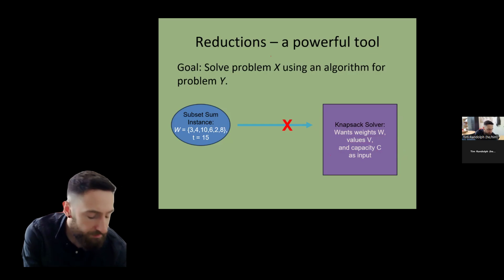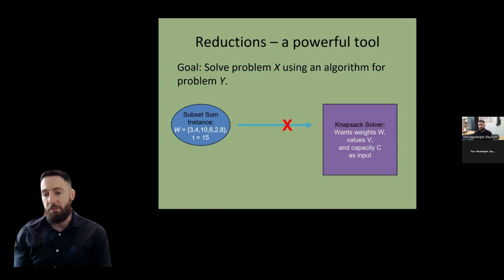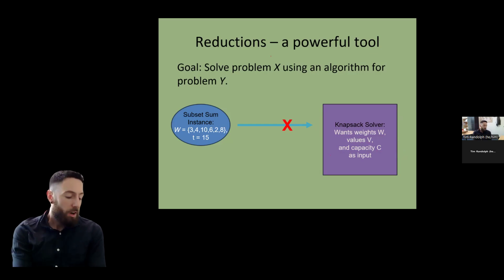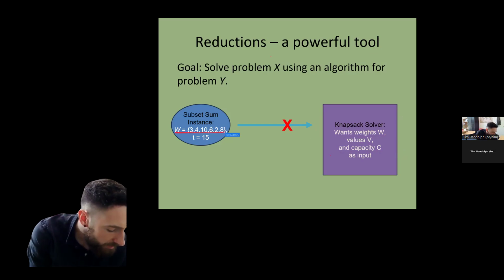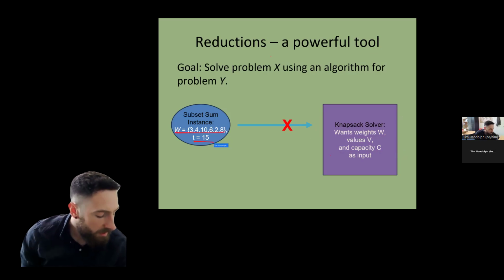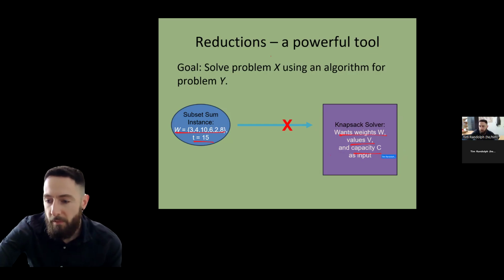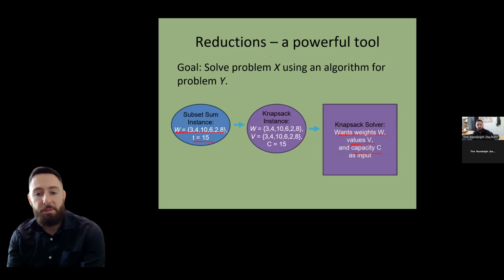The way we specify the reduction is just specifying how we can use this knapsack solver to solve subset sum. So we are going to have to change our subset sum instance a little bit because our subset sum instance looks like a set of numbers and a target, but our knapsack solver wants weights and values and capacity. So our reduction will turn our subset sum instance into an equivalent knapsack instance.